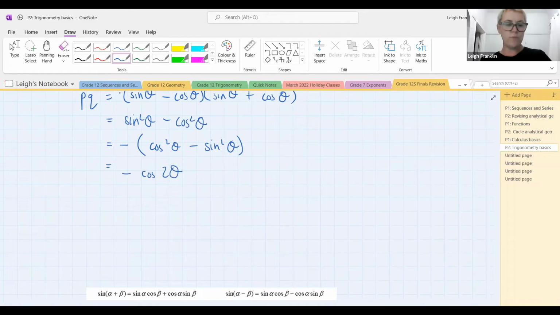What we've managed to calculate is that P times Q equals negative cos 2 theta. Remember, we wanted to solve for cos 2 theta, so dividing both sides by -1, we would then end up with cos 2 theta is equal to negative PQ, like so. Okay, and that's how we would do that question.